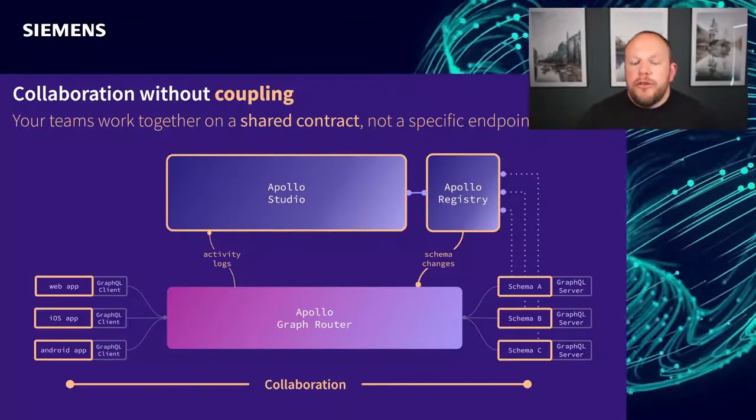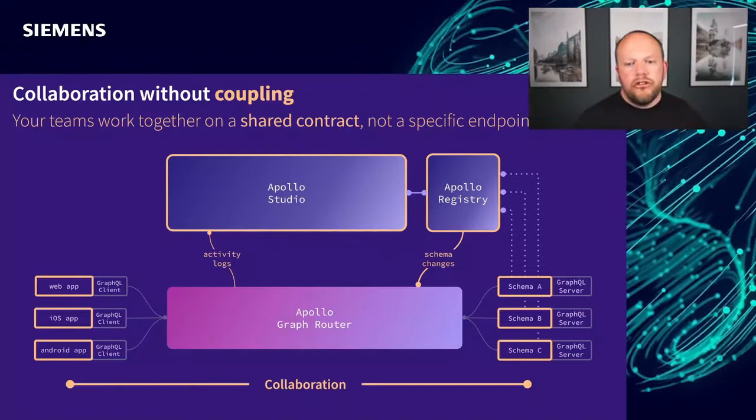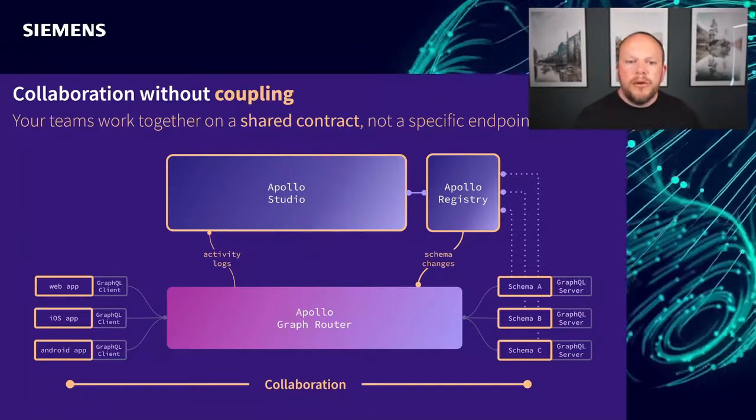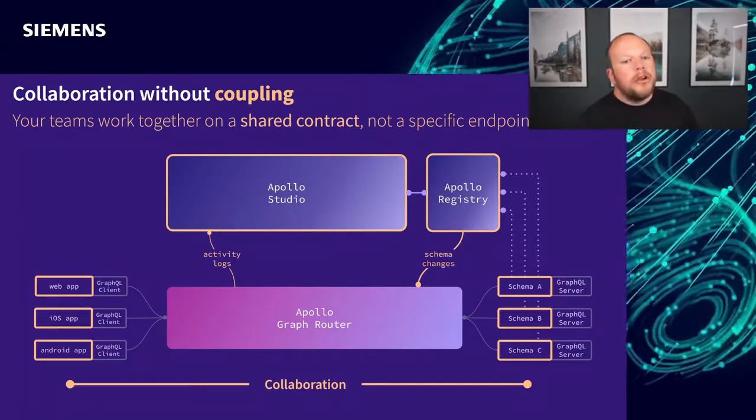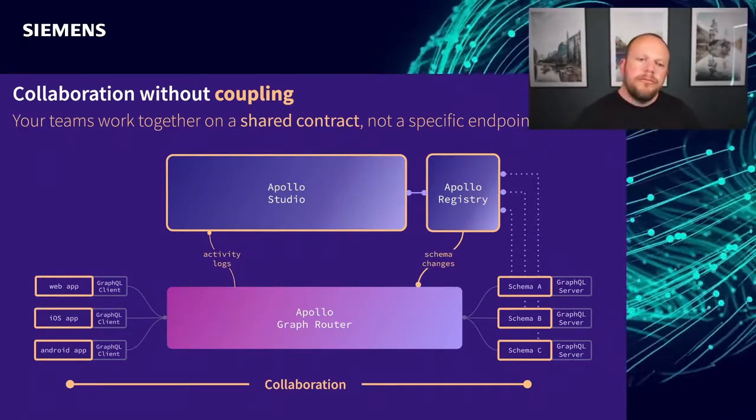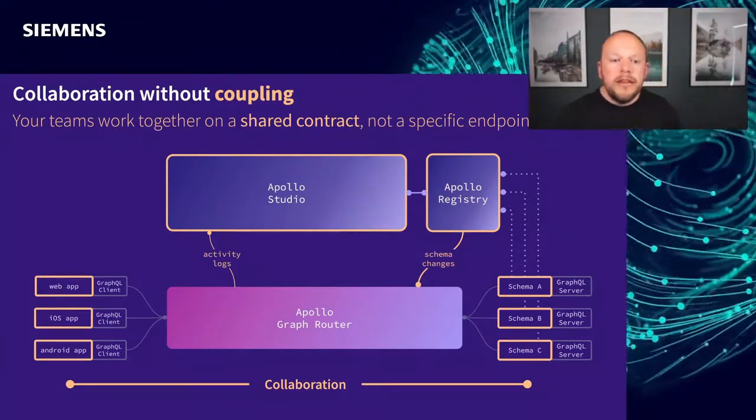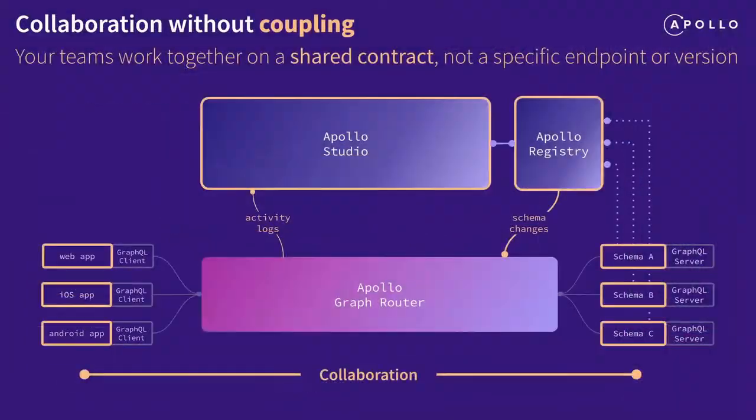With the introduction of a unified graph, your applications and services are completely decoupled, and your teams work together on a shared contract, not a specific endpoint or version, but you still need collaboration, right? The combination of Apollo Studio and Registry provides a range of tools to help drive this collaboration. Apollo Studio contains a range of features to help drive collaboration, from its built-in IDE Explorer, which makes it easy to browse your schema and create shareable queries with a few clicks of the mouse, to the schema reference, which acts as the go-to source of documentation for your GraphQL API. You can even add contact information for services to make it easier for teams within your organization to interact.